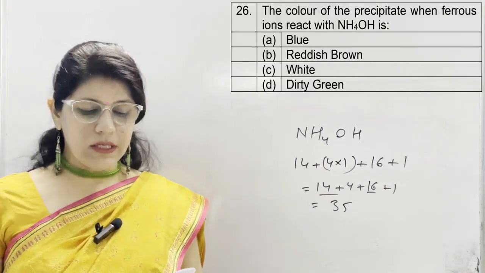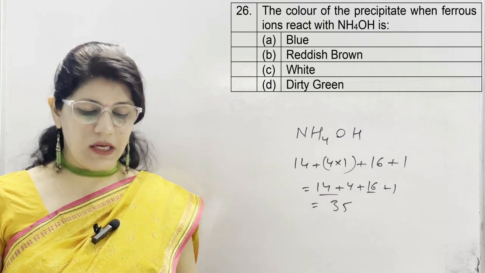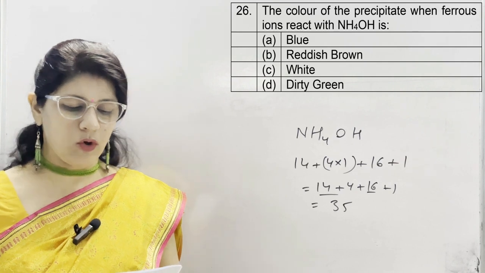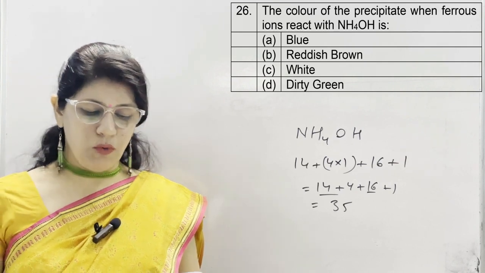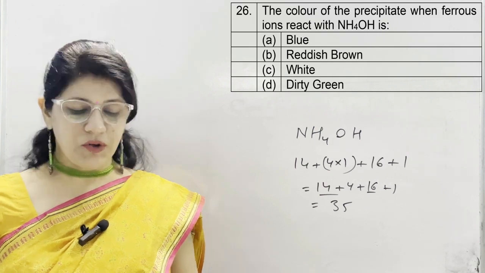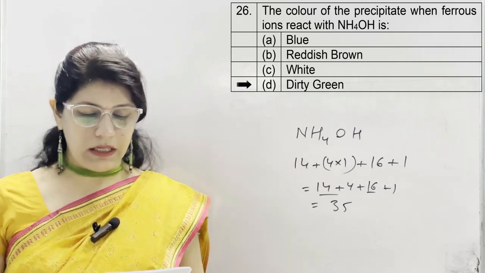In question number 26, the color of precipitate when ferrous ions react with NH4OH, ammonium hydroxide, is: A option is blue, B is reddish brown, C is white, and D is dirty green. And option number D, dirty green, is correct.